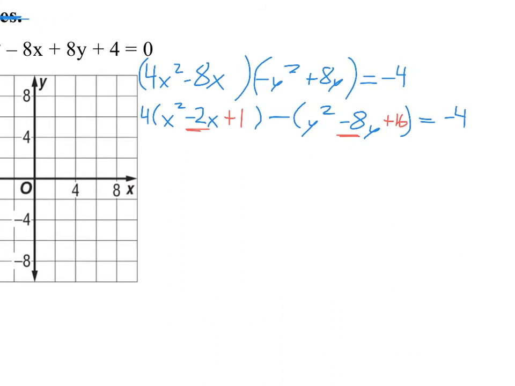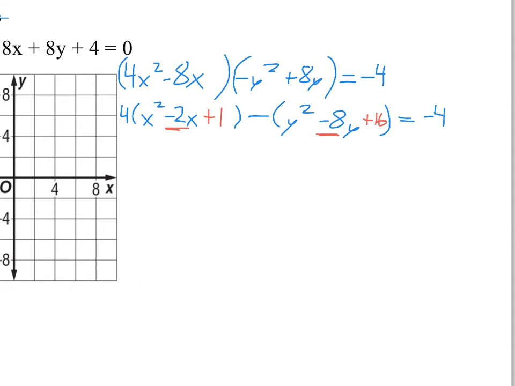Then we have to balance the equation. Now, looking at this carefully, the 1 we added is not really a 1 because it's going to get multiplied by 4. So that was plus 4, and this was a minus 16. So I have to do that to the other side. Plus 4 and minus 16. So this was a plus 4, this was a minus 16, and we do that to the right side so it remains balanced. Okay, now we factor.